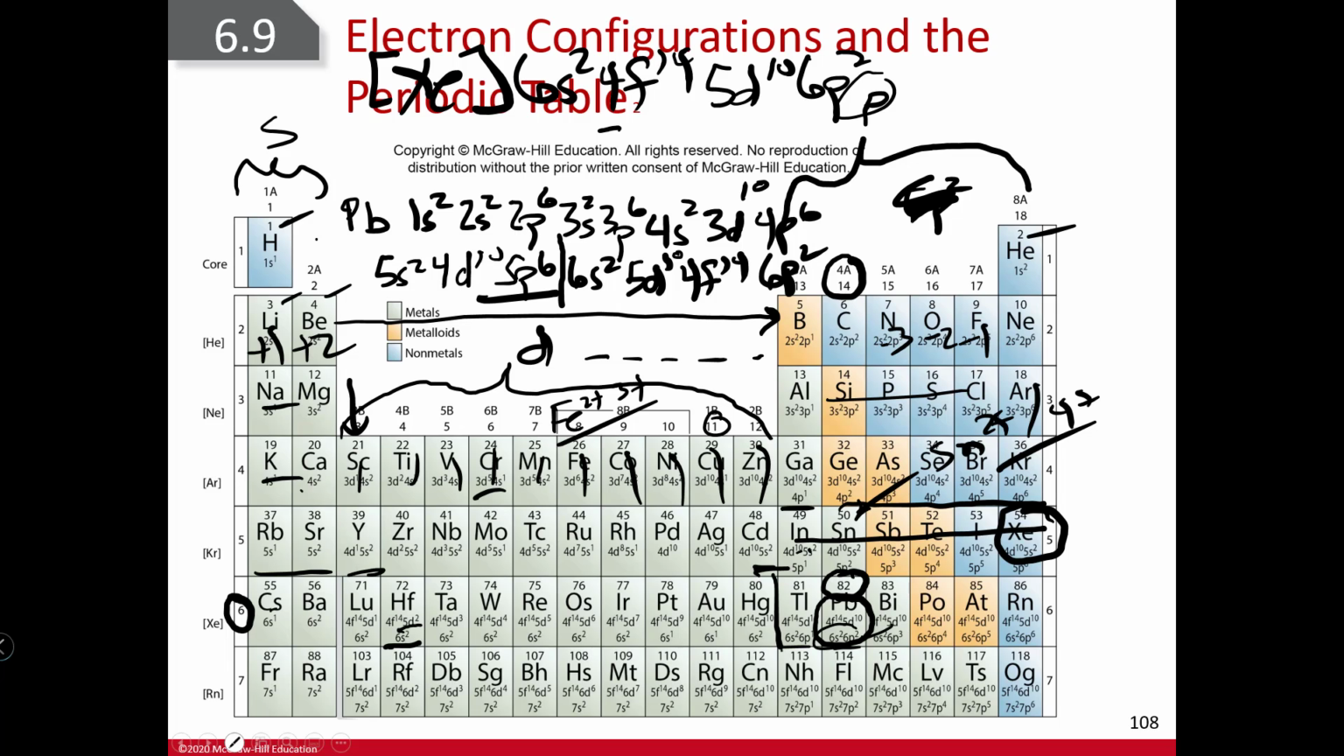Like, why does the atom get smaller as we go, in general, as we go across the periodic table? Why does the atom get larger as we go down the periodic table? And then we're going to talk about ionization energy, electron affinities, and things like that. It's all about trends on the periodic table in Chapter 7.